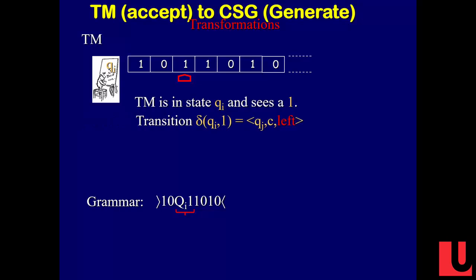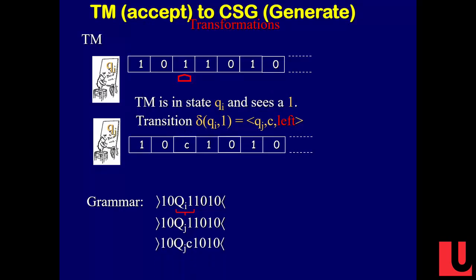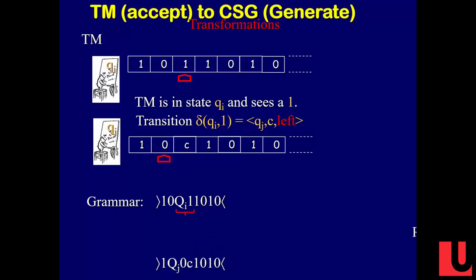So now it's a little harder when we move left. If we move left, then we change to J. The 1 turns into a C, and now the Q swaps with the 0 before it. So the 0 before it swaps. So the rule actually changes 0 QI1 into QJ 0C.